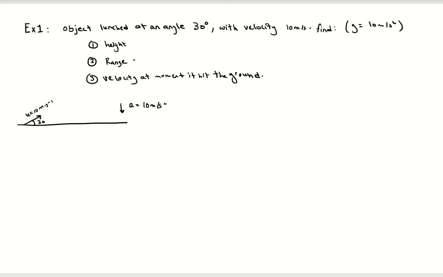He's saying an object is launched at an angle 30 degrees with a velocity 10 meters per second, taking g as 10 meters per second squared approximately. Find the height, range, and the velocity at the ground. So let's start by drawing the toolbox, which is the most important thing. So my toolbox is going to look something like this.